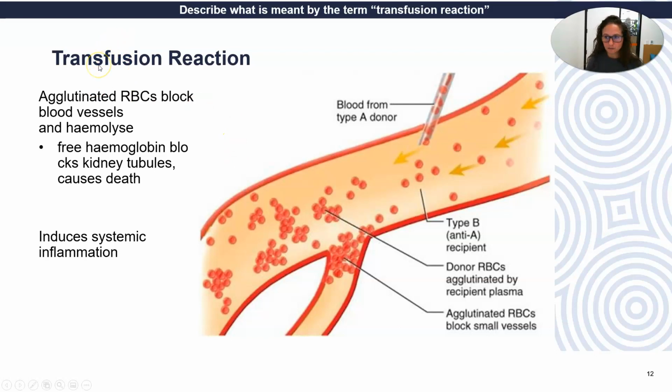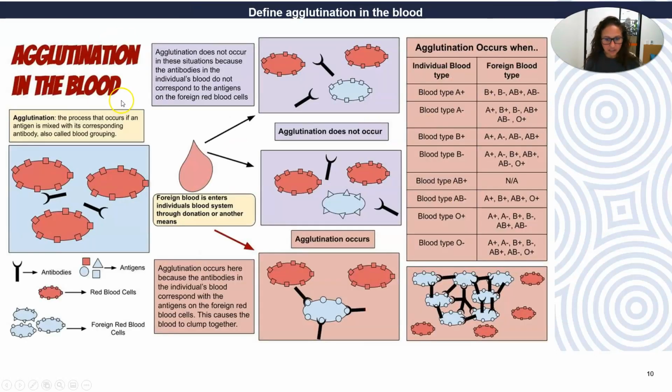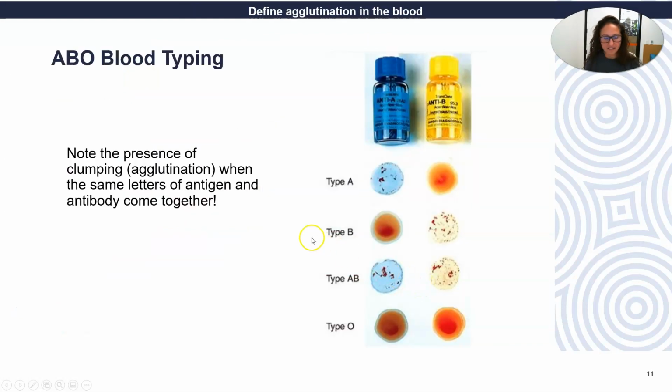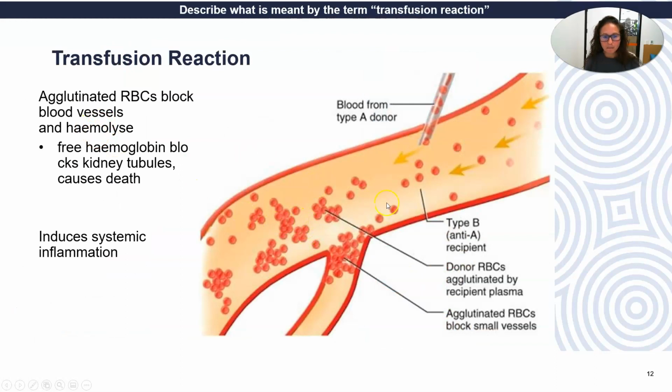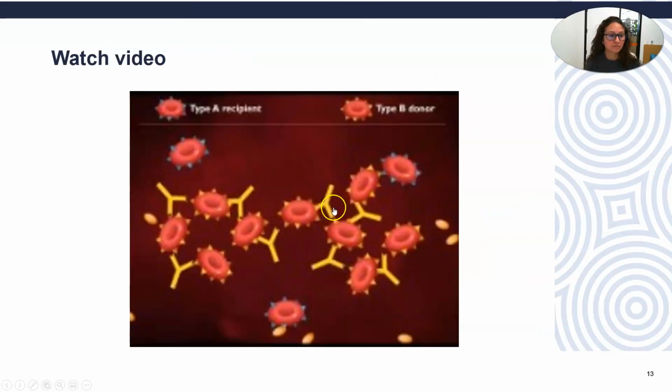All right, so if this does happen, if you give someone the wrong red blood cell, then it's called a transfusion reaction. And what happens is when your red blood cells are all clumped together, they start blocking your blood vessels, which is not good. And then you've got hemoglobin floating around, which is actually quite toxic. It can kill your kidneys. So that's why it's important to get it right.